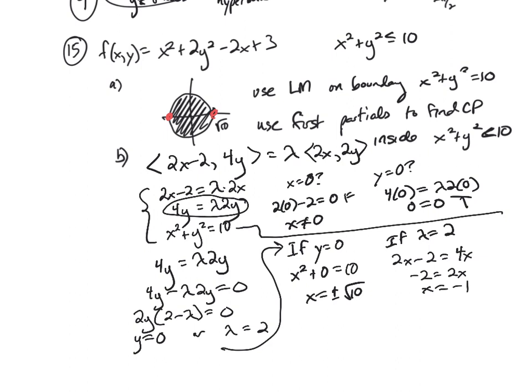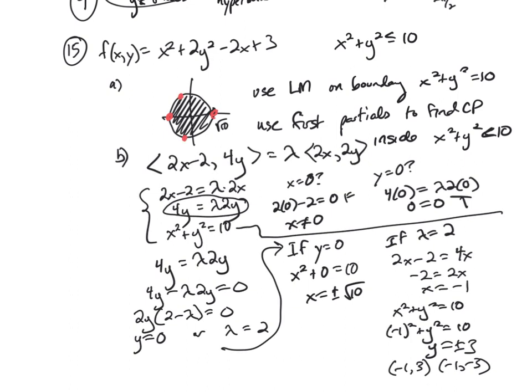But that's just giving me an x value. So now I want to go back to my x squared plus y squared equals 10 and replace that and determine what y values go along with that. And that would be plus or minus 3. So that means that I have (-1, 3) and (-1, -3). So that gives me 2 additional points on this boundary to test, (-1, 3) and (-1, -3). So I get 4 points that I'm going to test that are on the boundary.